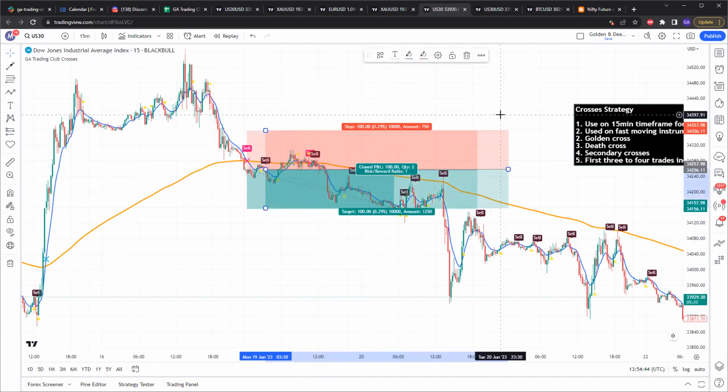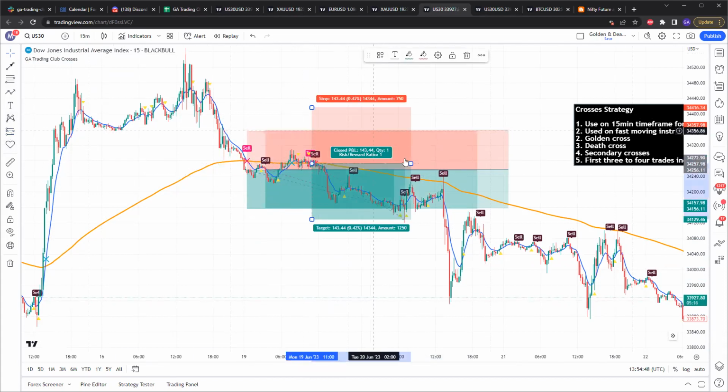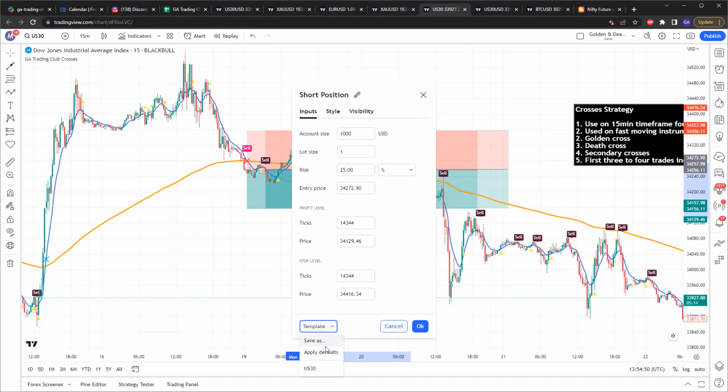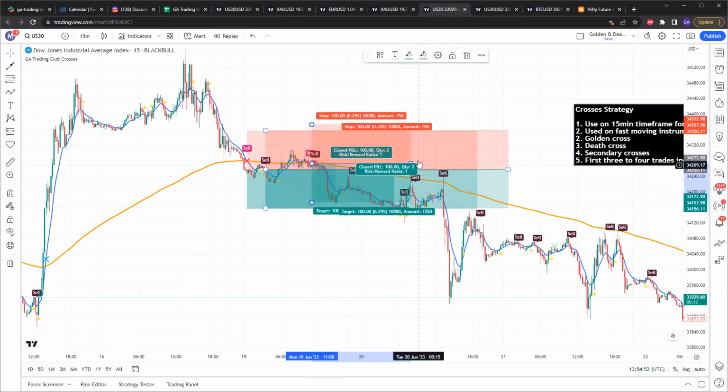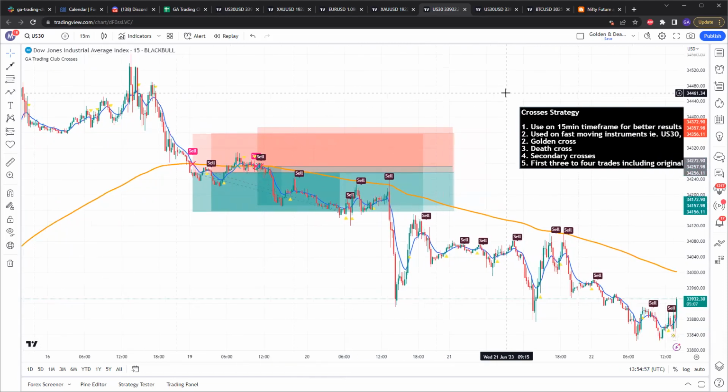2. The third one somewhere above there, US 30. 3. Right. And for me, for these trades, I probably would have gone in with a 1% risk.